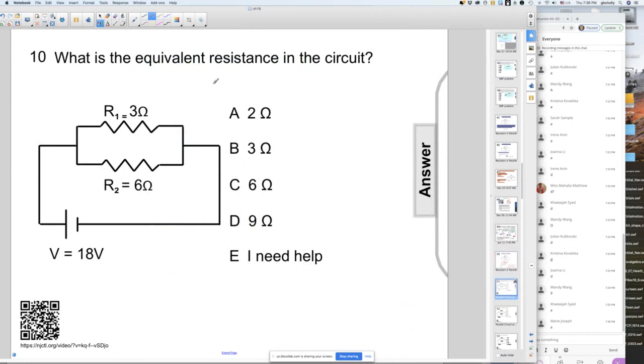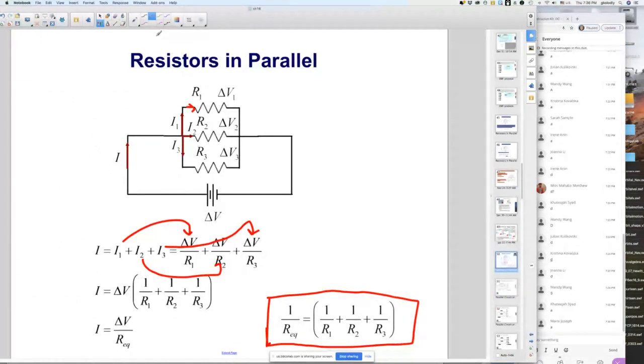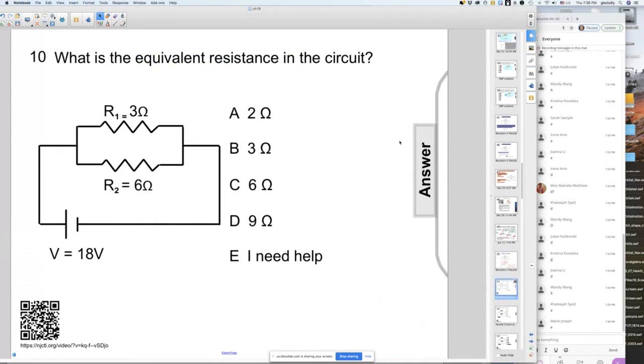So for example, let's do a similar problem to the one we did before. What is the total resistance in this circuit? It's connected to 18 volts, but that doesn't matter because the total resistance is not affected. Don't forget the formula is, let me bring it up. So this is going to be a little tricky mathematically the first time you do it.